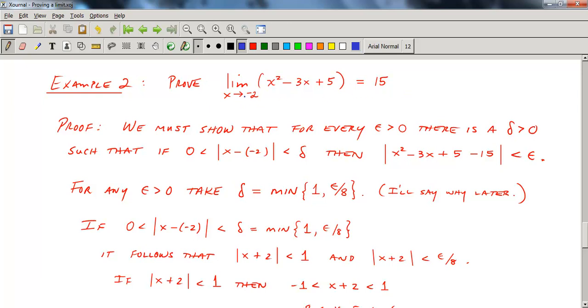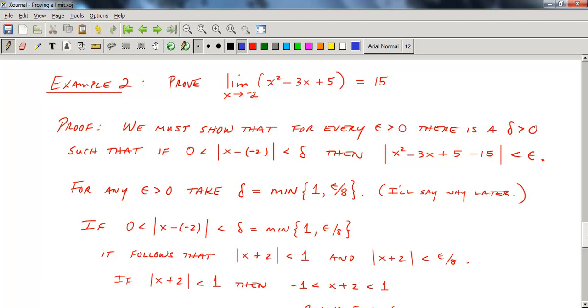So the object here is to prove that the limit as x goes to negative 2 of x squared minus 3x plus 5 is in fact 15. We start out in our proof by saying exactly what it is we intend to show, which is just the definition of the limit. We must show that for every epsilon greater than 0, there is a delta greater than 0, such that if x is within delta units of negative 2, and x is not negative 2 itself, then the function x squared minus 3x plus 5 will be within epsilon units of 15.